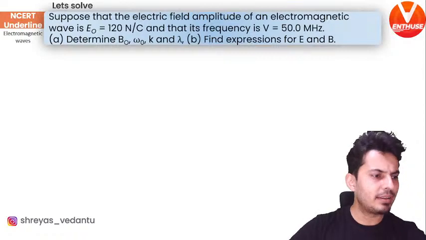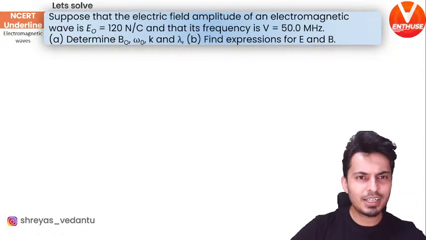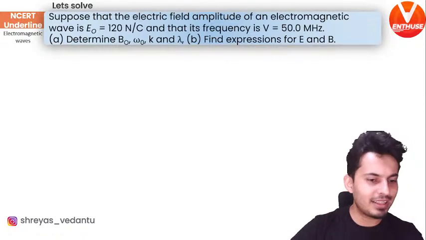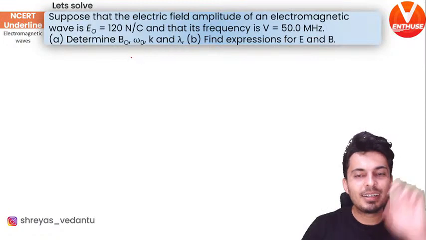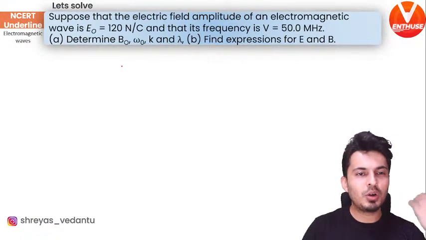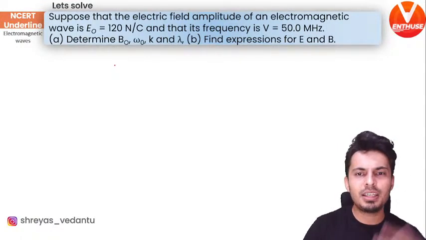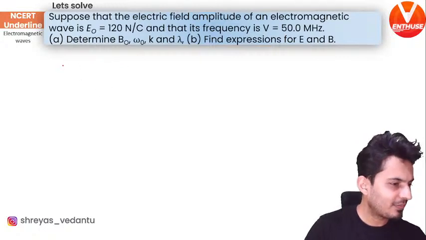Okay, let's have a look at this question now. Coming up on your screen here, you have to find almost each and everything in this question, and let's see how we do this question. So E naught is given, frequency is given. Find B naught, omega naught, K, lambda, E, B, everything.